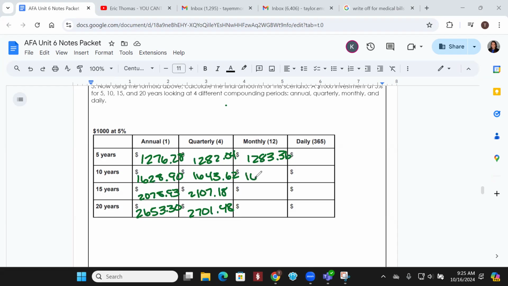Monthly: 1283.36, 1647.01, 2113.70, and 2712.64. Daily: 1284.00, 1648.66, 2116.89, and 2718.10. Questions on that? You can get all those numbers. You have to be able to do compound interest.